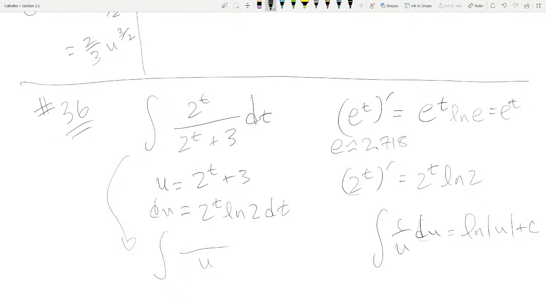On the bottom, I have u by design. On the top, I need to account for the 2 to the t dt, but I have this little extra ln2. So 2 to the t dt is equal to du over ln2, if I just bring this ln2 over to the other side. Okay, so I have 1 over ln2.